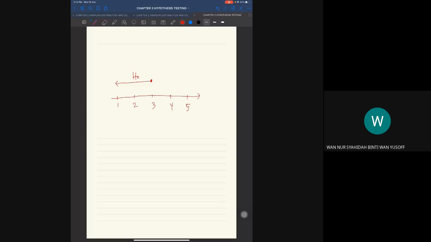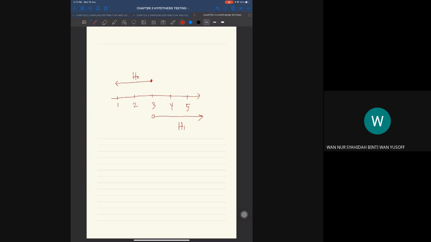So if we state that H null covers from 3 and below, then your H1 should cover from 3 and above. They cannot overlap at any point. That's how we state the hypotheses here. Your question will give you either H null or H1, and when we have either one, we can write the other one.